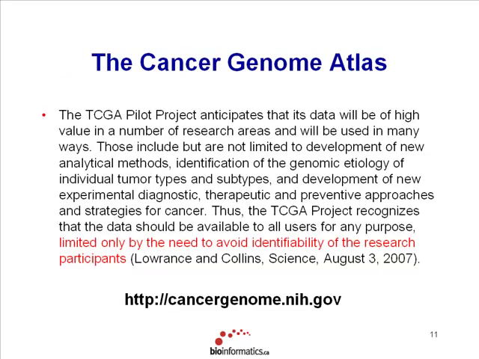Okay, so here's the Cancer Genome Atlas and what their governance says. The TCGA pilot project anticipates that its data will be of high value in a number of research areas and will be used in many ways. Those include, but are not limited to, the development of new analytical methods, identification of the genomic etiology of individual tumor types and subtypes, and development of new experimental diagnostic, therapeutic, and preventative approaches and strategies for cancer. Thus, the TCGA project recognizes that the data should be available to all users for any purpose, limited only by the need to avoid identifiability of the research participants. And they cite the same paper that I cited earlier.